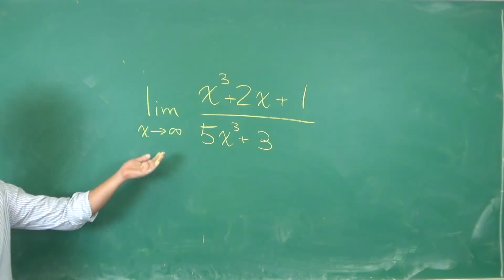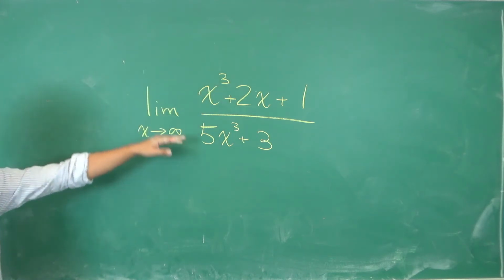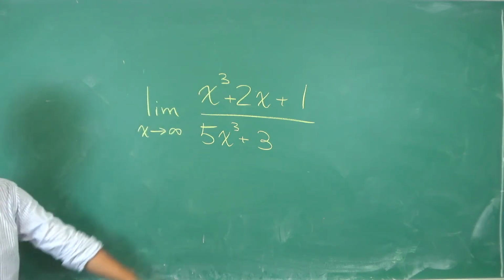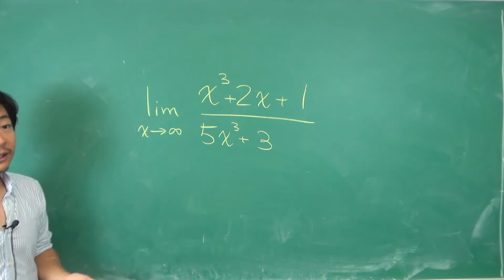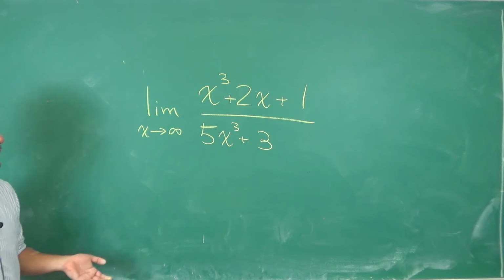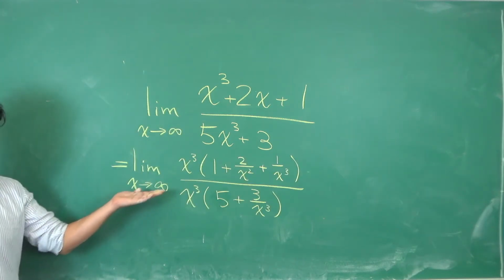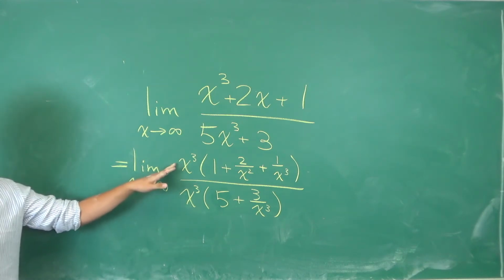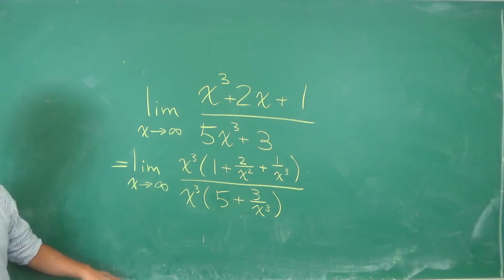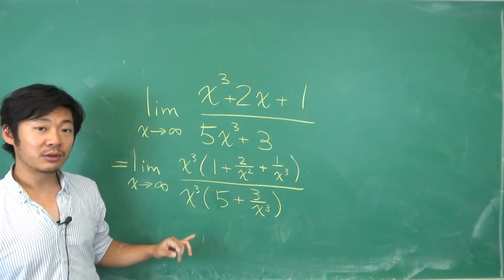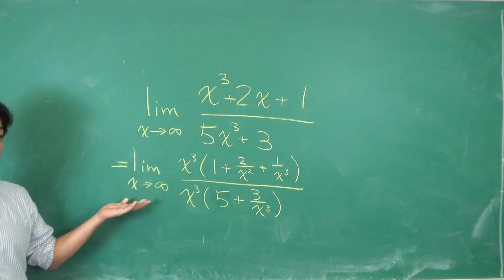Let's do this example. So you have the limit as x goes to infinity of x cubed plus 2x plus 1 divided by 5x cubed plus 3. Whenever you have these types of polynomials and x is going to infinity, one nice thing you can try is to factor out by the largest degree. So in this case, we'll get this sort of expression. So we factor out x cubed from the numerator and the denominator, which means that they'll cancel out. And then you have a non-zero number divided by x squared, and that's getting bigger and bigger.